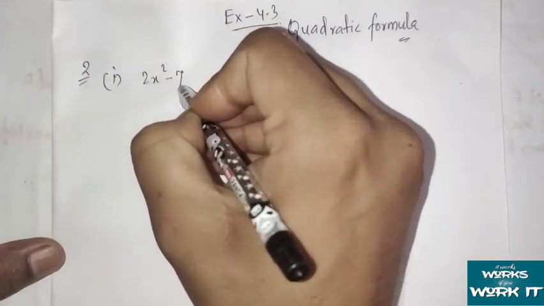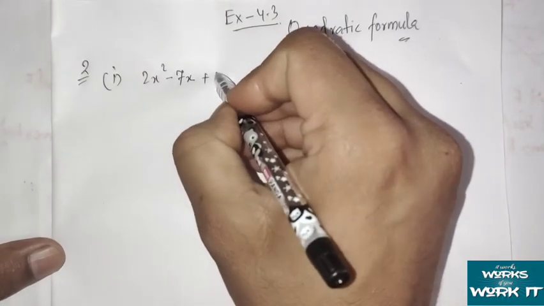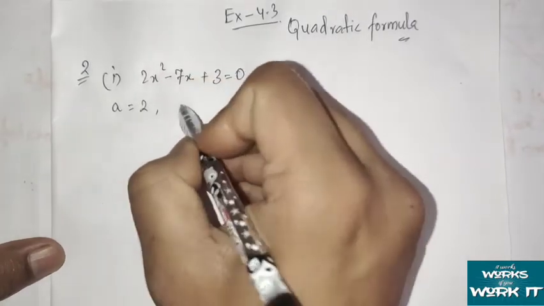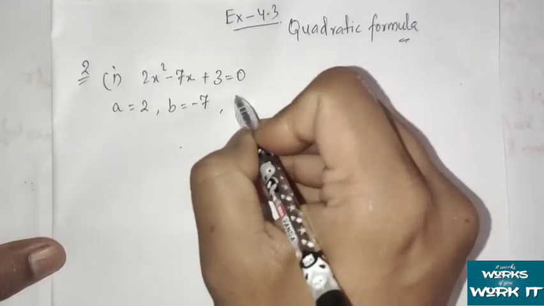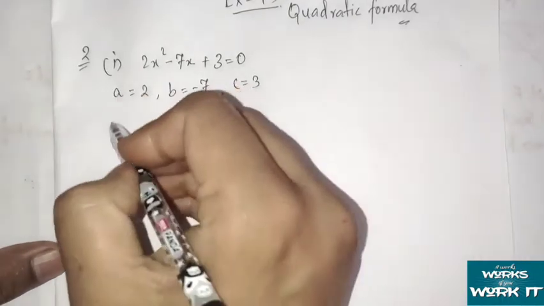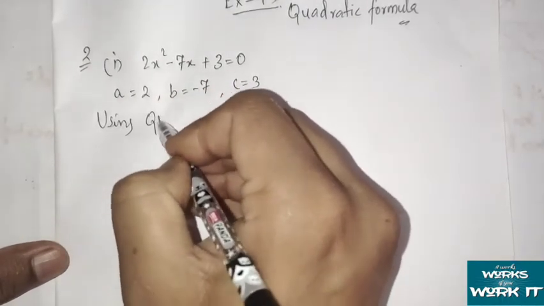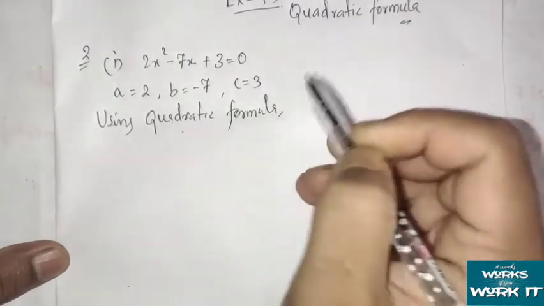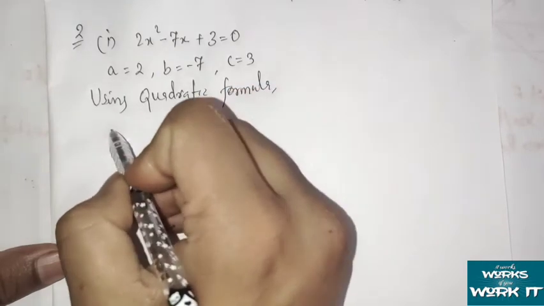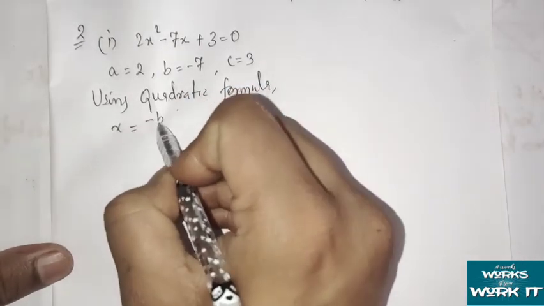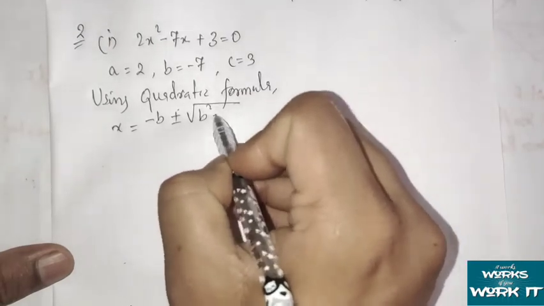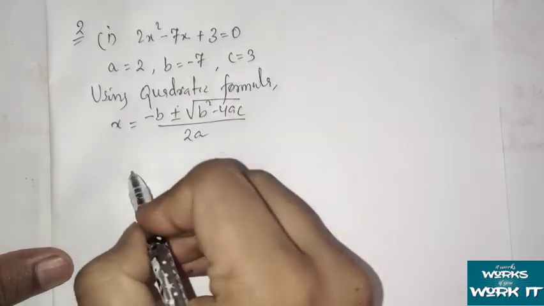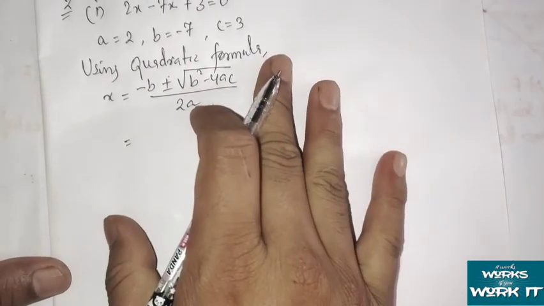2x square minus 7x plus 3 equal to 0. So from here we will pick up a, that is 2, b will be minus 7, and c will be 3. So using the quadratic formula, x will be equal to minus b plus minus root over b square minus 4ac by 2a. Okay, this is the quadratic formula, and using this we will now find out the roots.